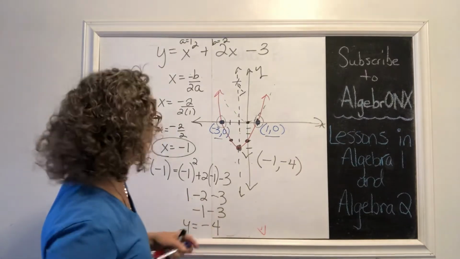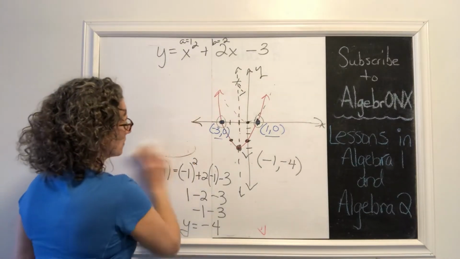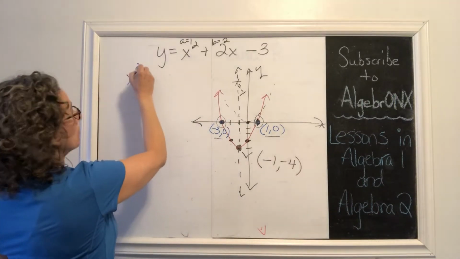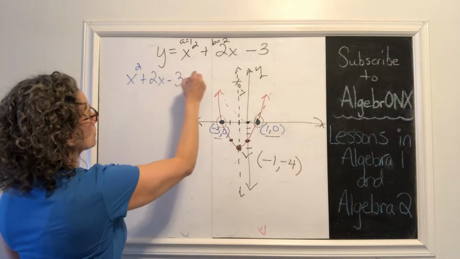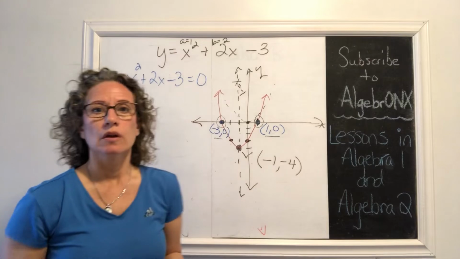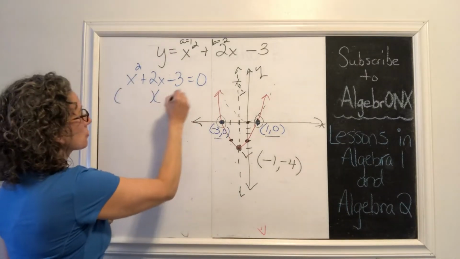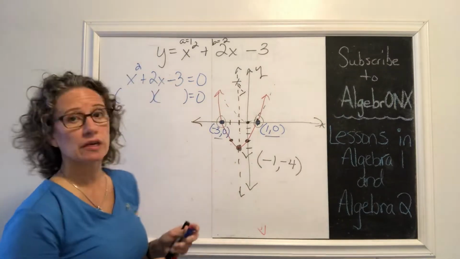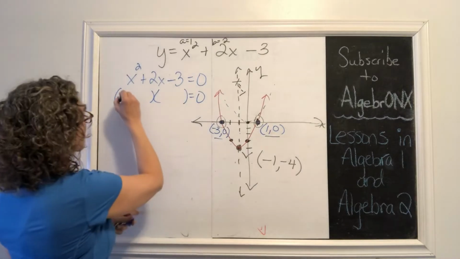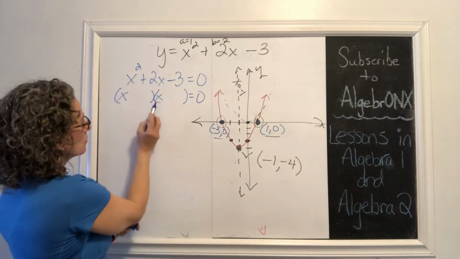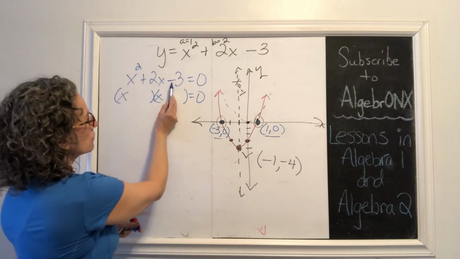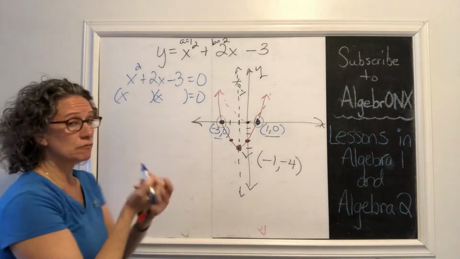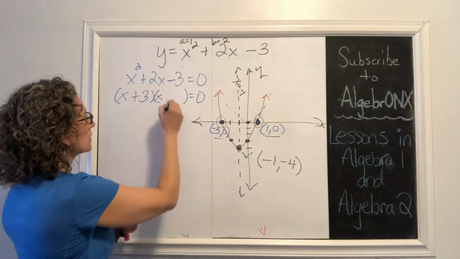So now I'm going to erase this, I don't need this anymore. I'll take my function and set it equal to 0. So open up 2 sets of parentheses and ask yourself the question, is there a GCF? No, they don't have anything in common, there's nothing to factor. And x squared, you form by x times x. I need factors of negative 3 that, when added, give me 2. So factors of negative 3 that when added give me positive 2 means I need a plus 3 and a minus 1 there.